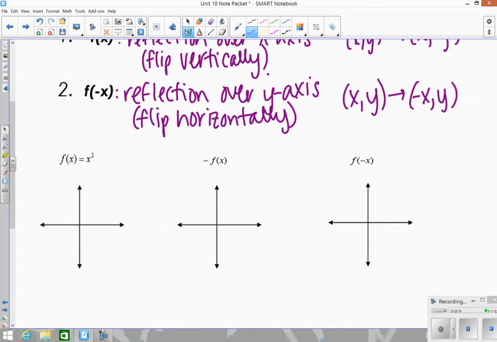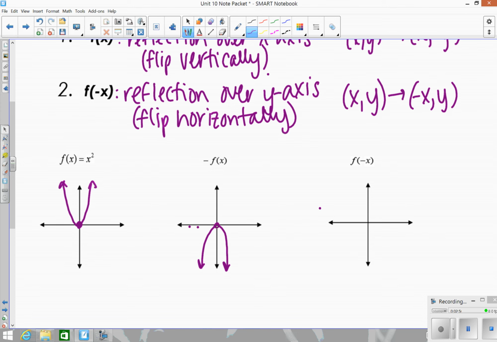For this first one here, I start with x squared. So we know that that's a parabola. There's our parent function. The vertex is at 0, 0. And this negative is on the outside. So this means I'm going to flip this parabola from opening up to flipping it vertically. So now it's going to be a parabola opening downward. And notice that the vertex stayed in the exact same spot because I'm reflecting over the x-axis.